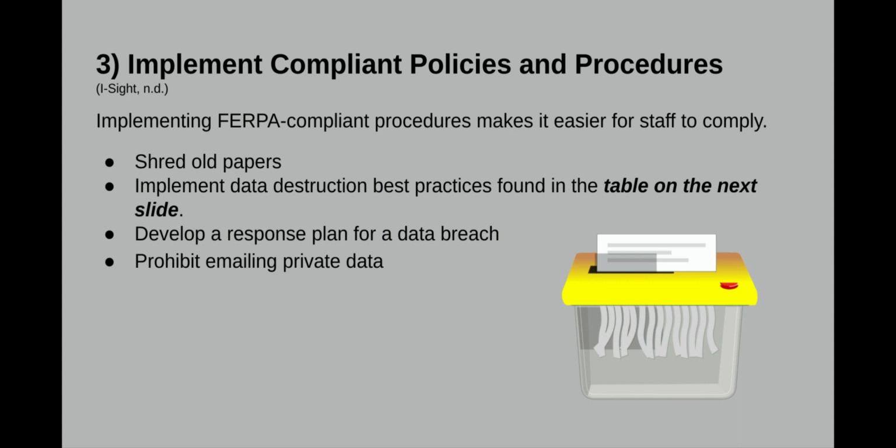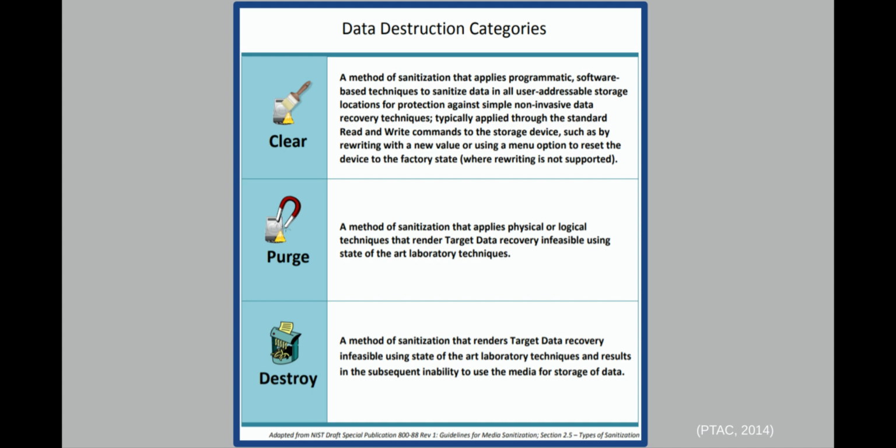A third thing is to implement compliant policies and procedures. These would make it easier for staff to comply. Things like shred old papers, implement data destruction best practices that are found in the table in the next slide, develop a response plan for a data breach, and prohibit emailing private data. And here is the table on the next page, which shows different ways to destroy data.